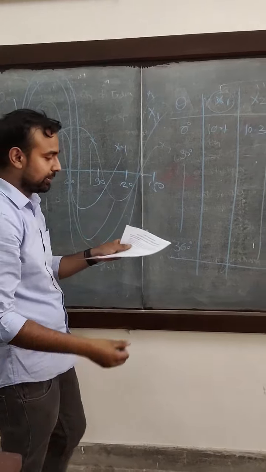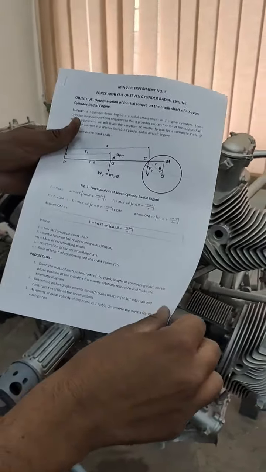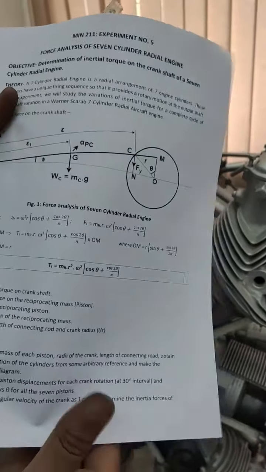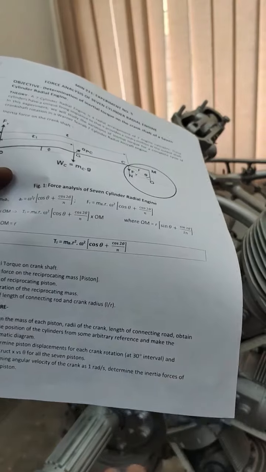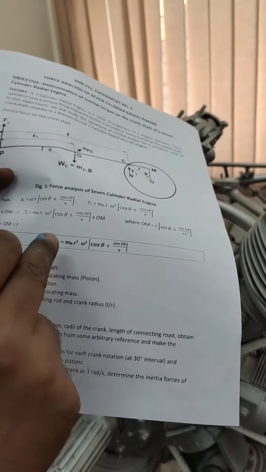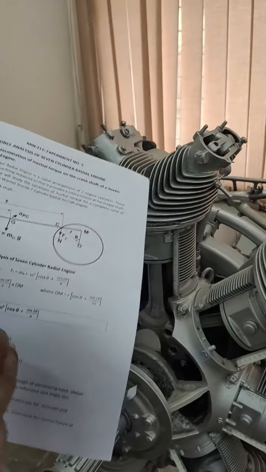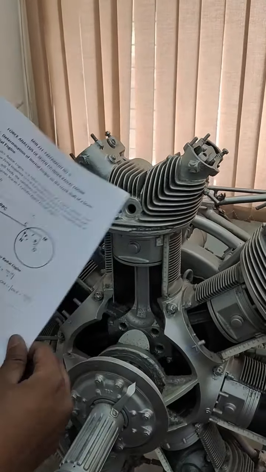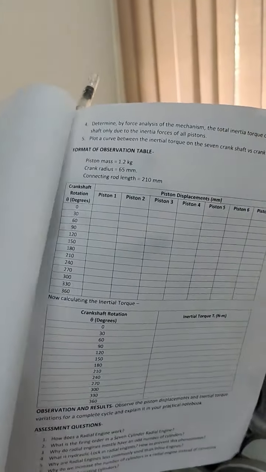This will be the first part. In the second part, we have to calculate the inertial torque. In your lab manual, there is a formula given for the inertial torque Ti. So this is the formula. In this formula, Mr is the mass of my reciprocating piston. The mass is already calculated and given in your lab manual, that is 1.2 kg.